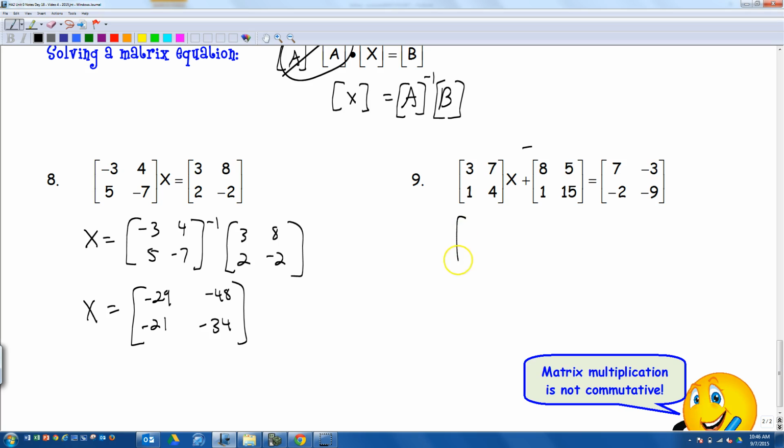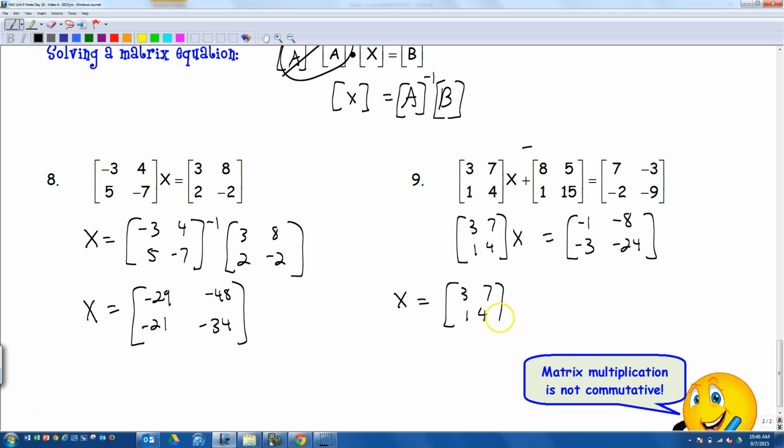So you're left with 3, 7, 1, 4 times x equals 7 minus 8 is -1. -3 minus 5 is a -8. -2 minus 1 is a -3. And then finally, -9 minus 15 is a -24. So to solve for x, we get A inverse times b. b is the thing it was equal to.